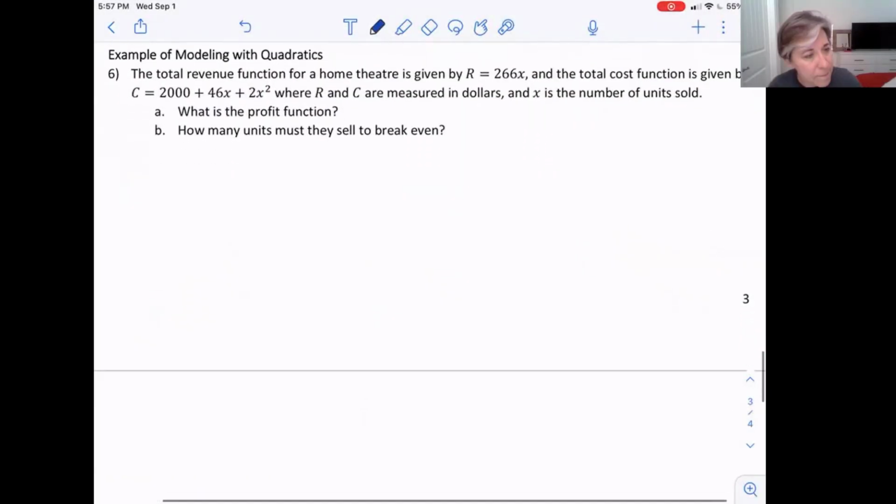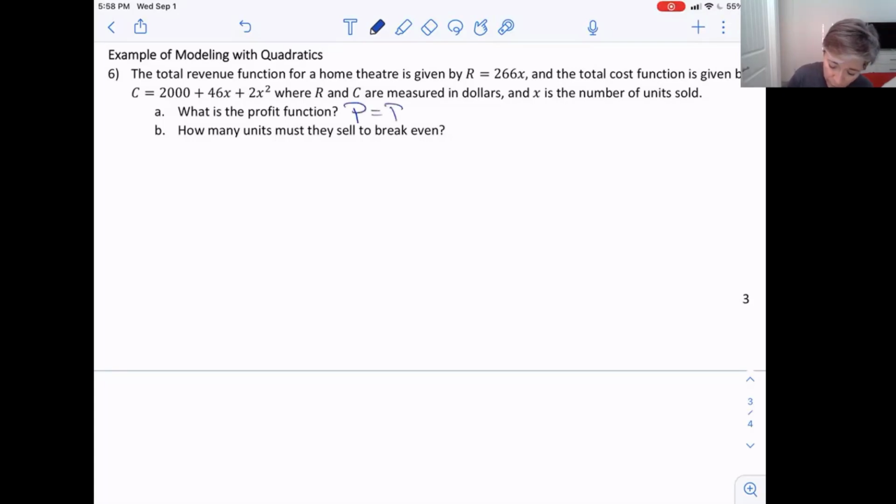Our very last problem is going to be a modeling problem involving quadratics. So we've got a total revenue function for a home theater given by R equals 266x. And the total cost function is given by C equals 2000 plus 46x plus 2x squared, where R and C are both measured in dollars and x is the number of units sold. Well, first of all, they want to know the profit function. Remember, the profit function is our revenue minus our cost.